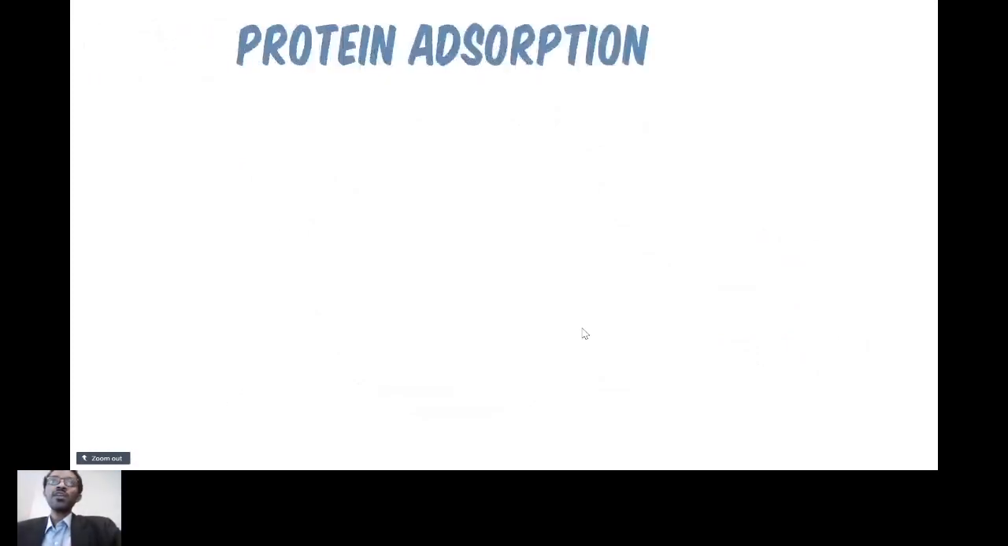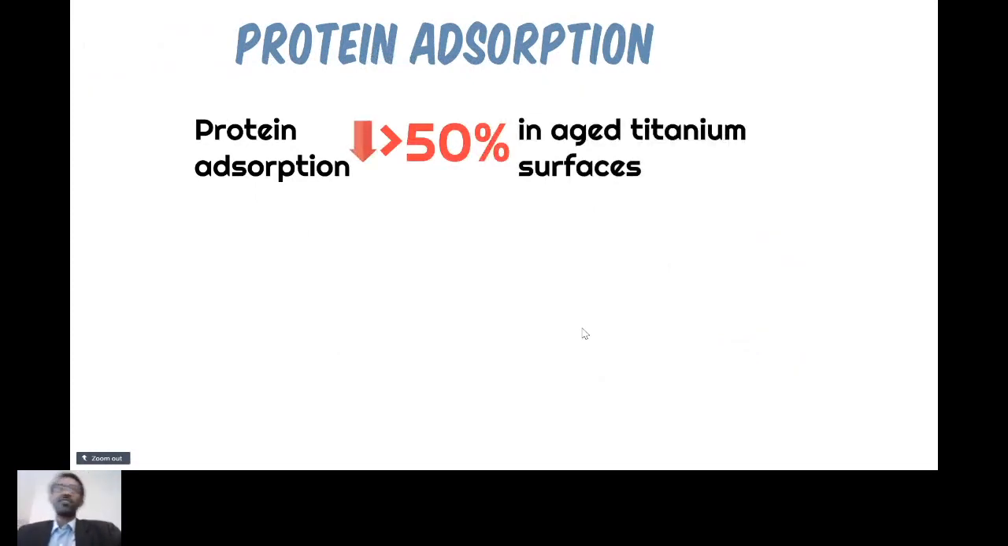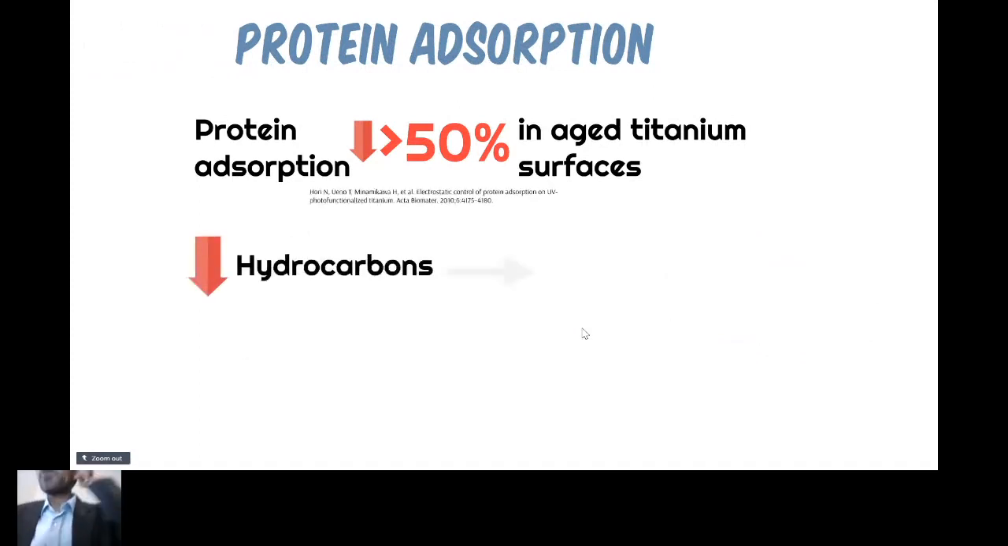So what is the effect of UV functionalization? First effect, protein absorption. Previous research found that protein absorption decreases by less than 50% on old titanium surfaces. If you have an old titanium surface, as I just explained, because of the hydrocarbon attachment and the different electric charge of the surface, logically you have less protein absorption than on a new surface. So there is a difference between an old surface and a new surface, for example an implant you just ordered versus one that was stored in a cabinet for a year. Yes, there is a different clinical effect.